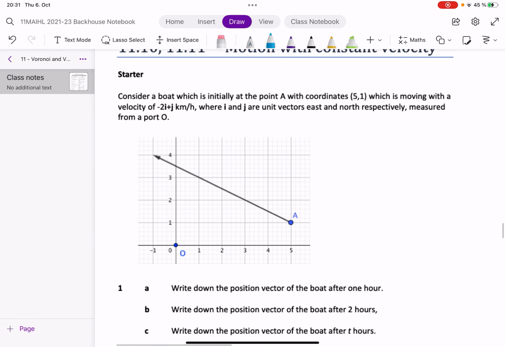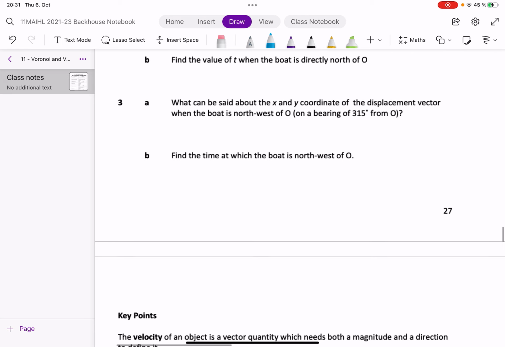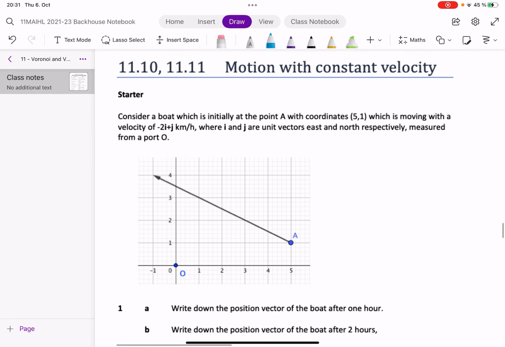So the first thing I'd like you to do is to pause the video and have a go at the starter questions on page 27. Alright, hopefully you've had a go at these now. If you're confident, obviously skip through and just check the answers. If not, I will go through this as well, because I think it introduces this whole idea quite well.